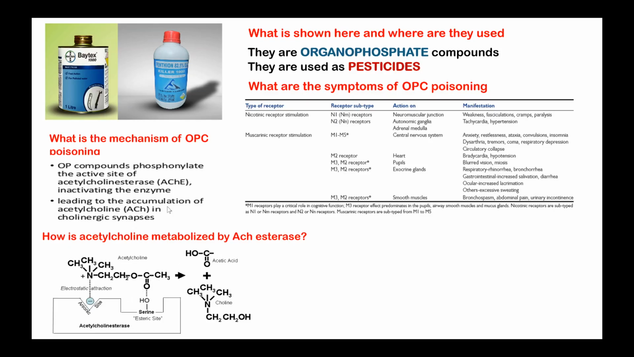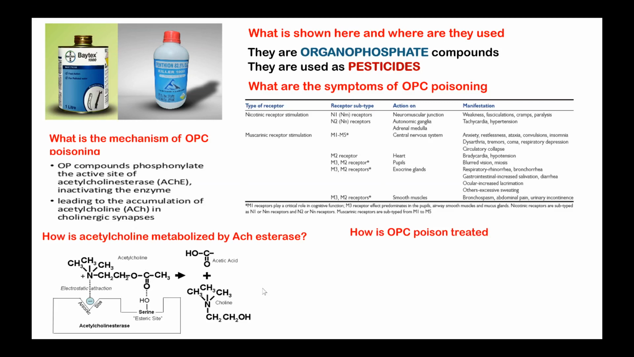So when OPC poisoning occurs, it will come and occupy this esteratic site. So the acetylcholine cannot attach to both the sites. Only when it gets attached to both the sites will it be cleaved into these two components. Once this site is blocked, the acetylcholine cannot be broken down. It will go on accumulating more and more, and once the level of acetylcholine goes up, it will produce all the parasympathetic stimulation, nicotinic and muscarinic.